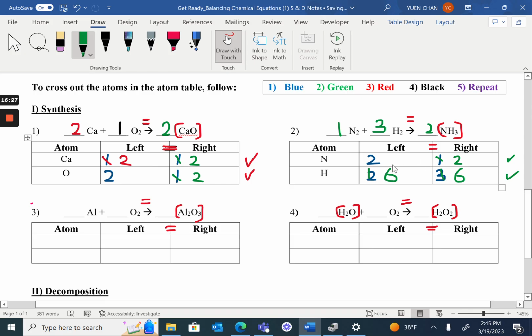If you're changing the N first, you can also get the same answer. Your work could be different, but you should get the same answer.